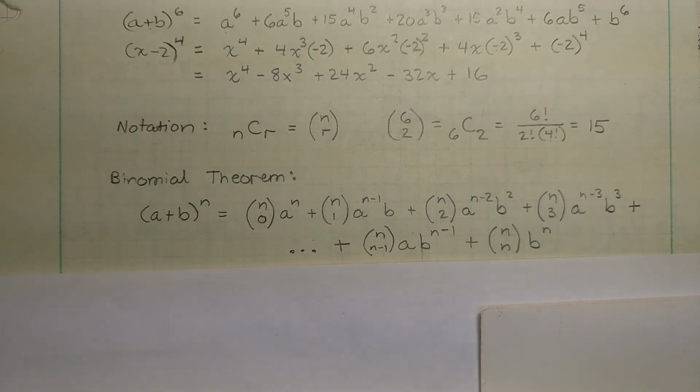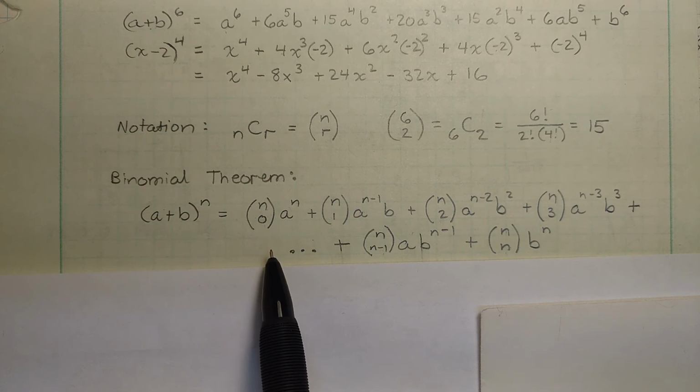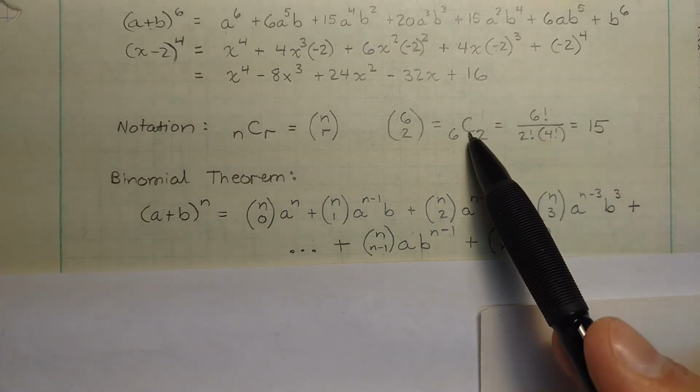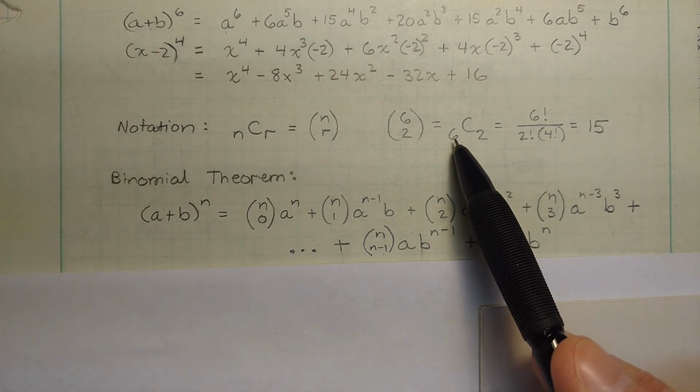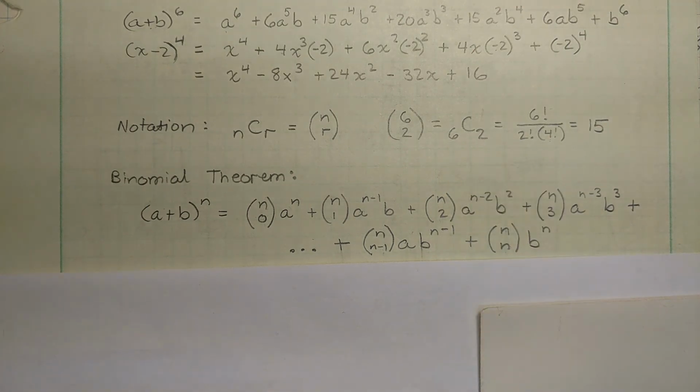I know some of you are going to say, oh man, what if I forget the bottom number? Is it the power with A or is it the power with B? It doesn't matter. Because the way this formula works, it doesn't matter whether you call this 6C2 or whether you call it 6C4. That makes no difference.